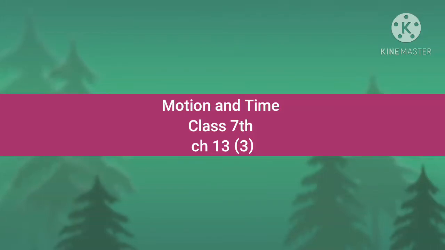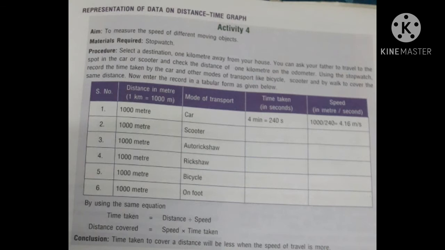Speed and time, class 7th, chapter 13, third part. Representation of data on distance time graph. Activity 4. Aim: to measure the speed of different moving objects. The material required for this activity is a stopwatch only.